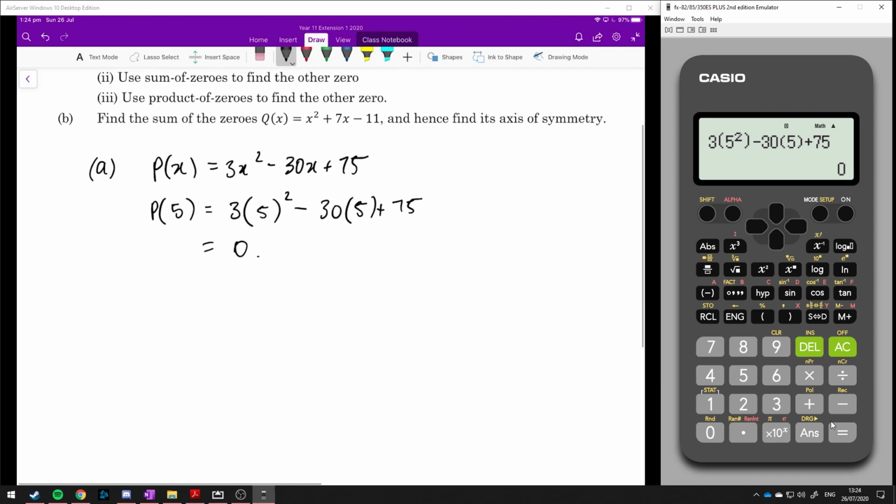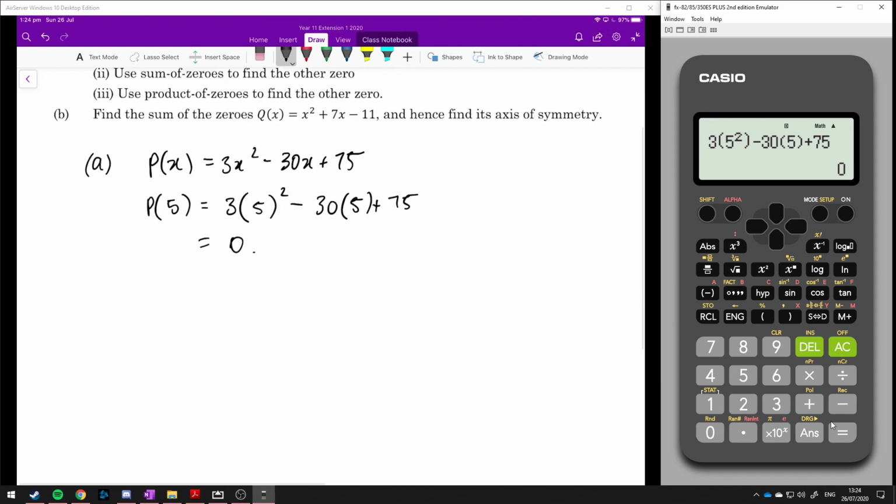So, with that being said, that must mean that x equal to 5 is a zero of p of x. Now, the sums and the products of the roots, or the zeros, are two ways to find out other zeros of a polynomial.